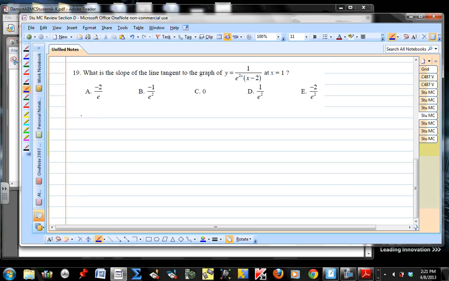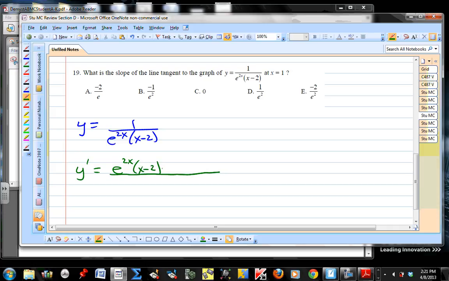There's a couple ways we could go about this, but here's what most of us would do. We'd start differentiating this using the quotient rule. So we're going to say y prime equals low d high, derivative of 1 is 0, minus high d low. Now, it's going to be interesting here because in the denominator we've got a product, so we're going to have to use the product rule.